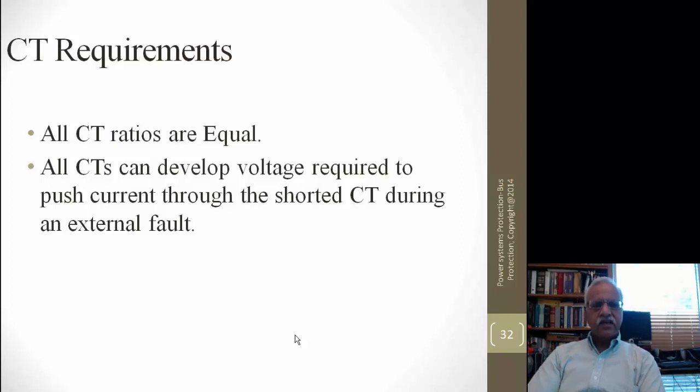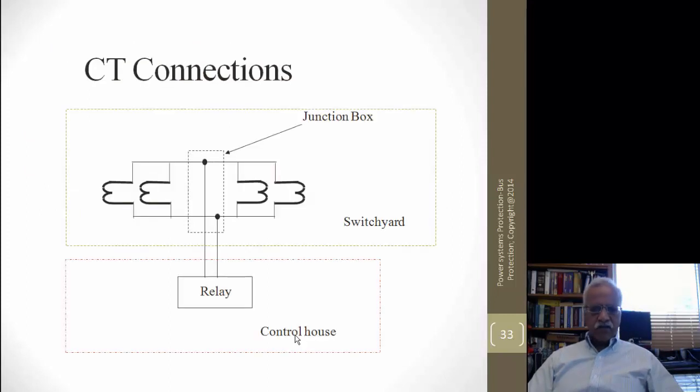All CTs must be able to develop the voltage required to push the current through the shorted CT. If there is a fault outside this zone of protection, then you get a voltage developed across the relay, but the same voltage is seen by all the CTs for this fault. And the way it is connected, you want to keep the cable impedances low, so that your settings are within the range of the relay. So you parallel all the CTs in the switchyard through a junction box, and then use a cable from there to connect it to the relay.